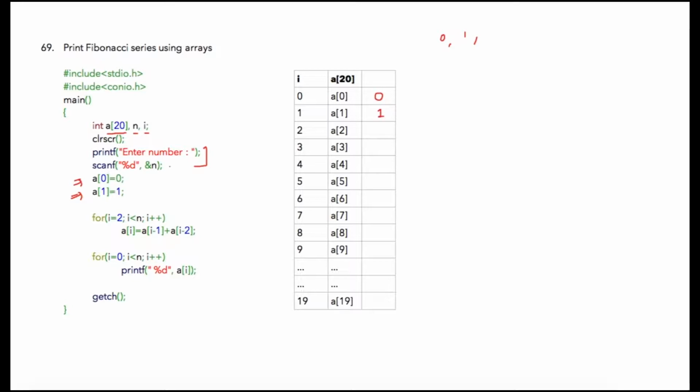So suppose user has entered 5, then because first two values are already stored, we need to calculate from this location till this. So our for loop will begin from 2 and it will go till less than n.